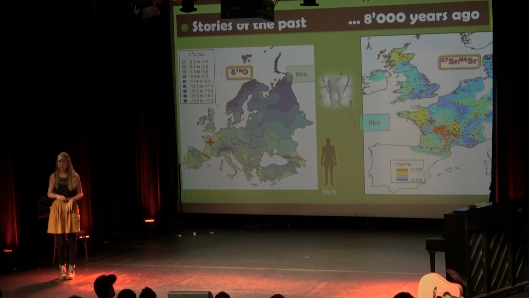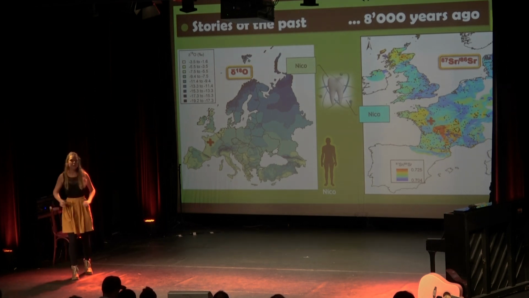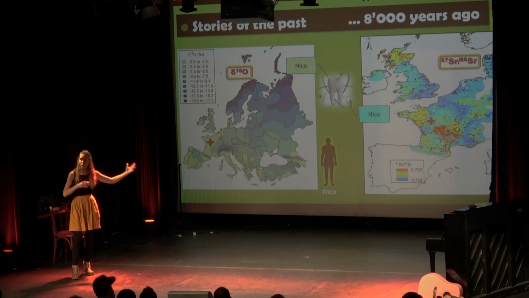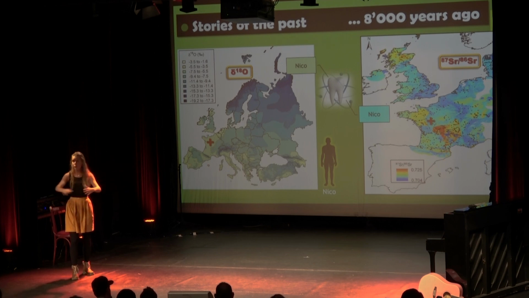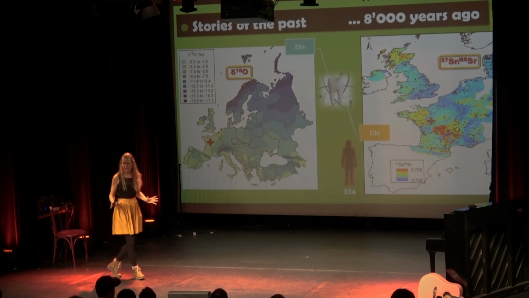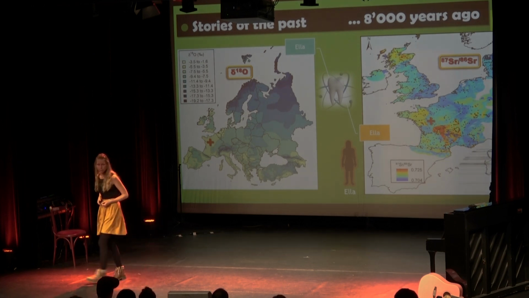Now let's take the example of someone, let's call him Nico. Nico has the exact same isotope composition as the site where he was buried. So it is well possible that Nico was born at this site where he was then buried later. Now Ella has completely different isotope values in her teeth compared to the site where she is now buried. How come? How is that possible?